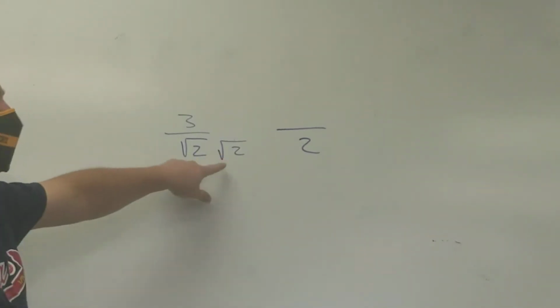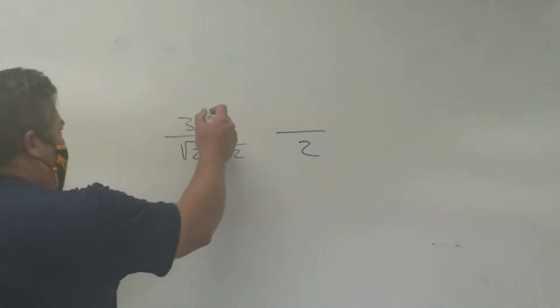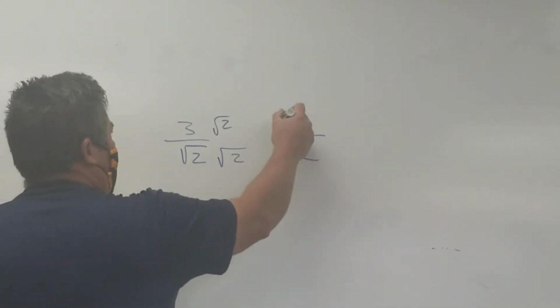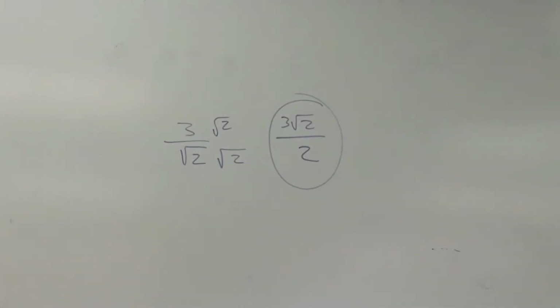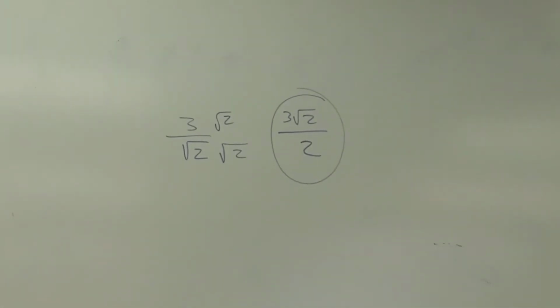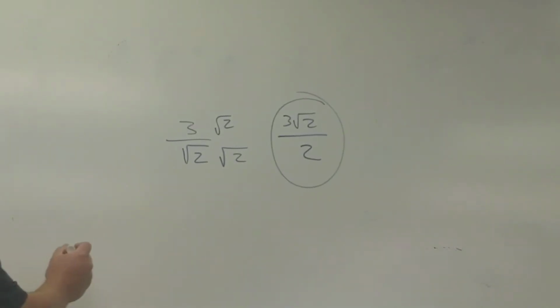But if I do that to the bottom, what do I have to do to the top? The same thing. So I'm going to multiply the top by root of 2. So this is 3 roots of 2 over 2, and we're good. That's the answer. That's simplified. In order to simplify, all we got to do is make sure there's no root on the bottom. Okay? Here we go. Try this.